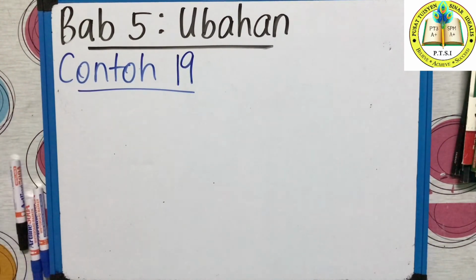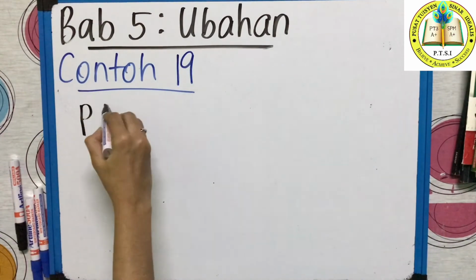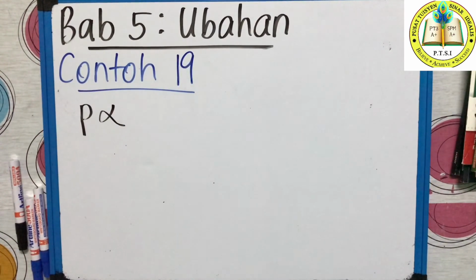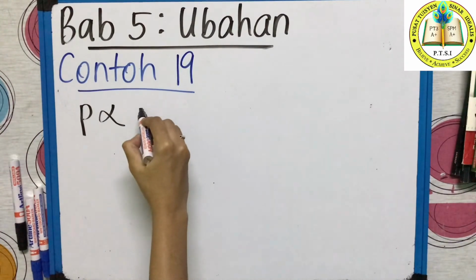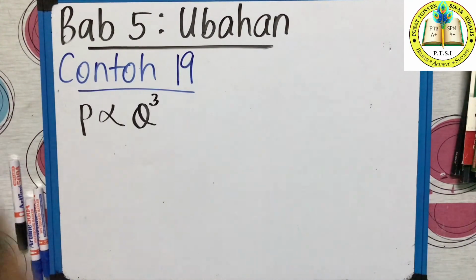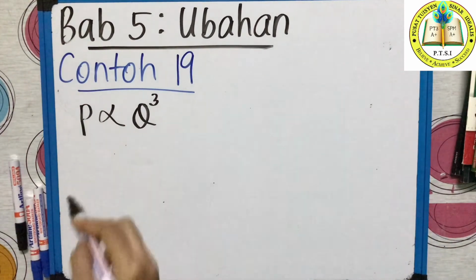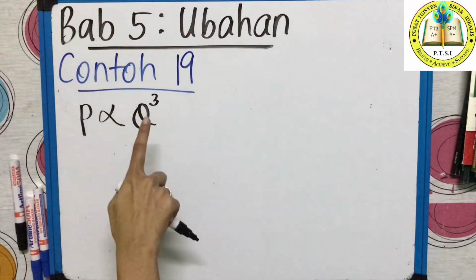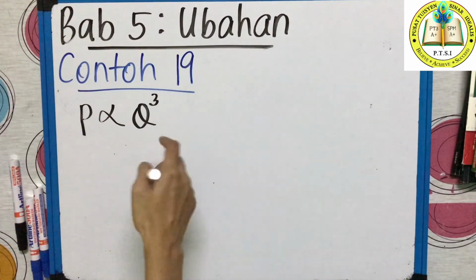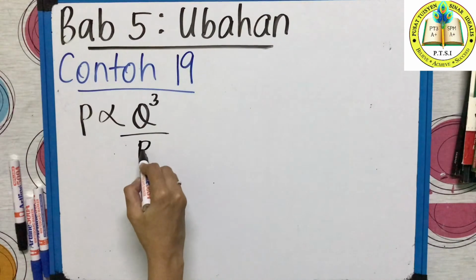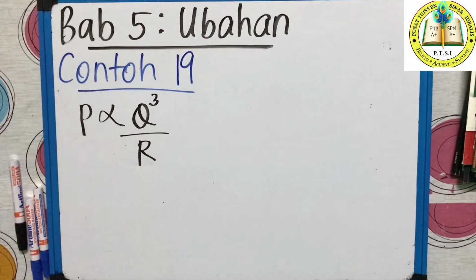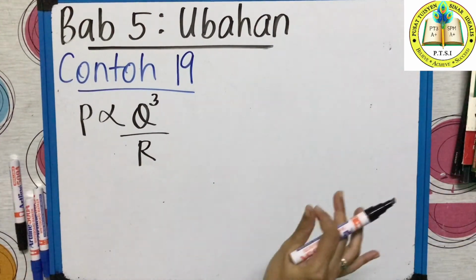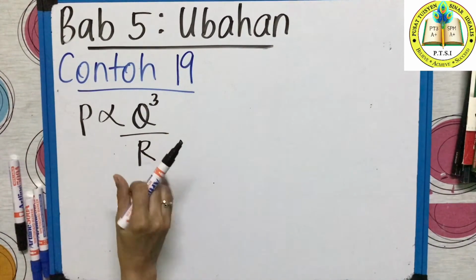Okay, soalan. P berubah secara langsung dengan kuasa 3Q. So, kuasa 3Q. When you read, you write there. Then only you will not make mistake. So, P berubah secara langsung dengan kuasa 3Q dan secara songsang dengan R. So, what teacher did when they say songsang? Teacher put over R. So, it's only one equation. No need to do two equation. Ubahan langsung and ubahan songsang in one.